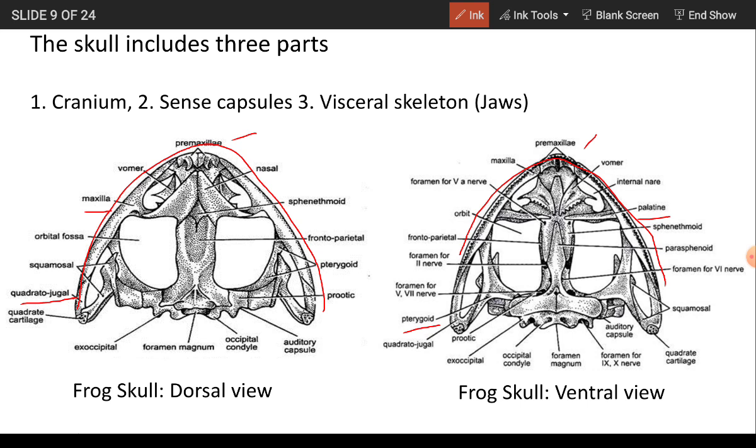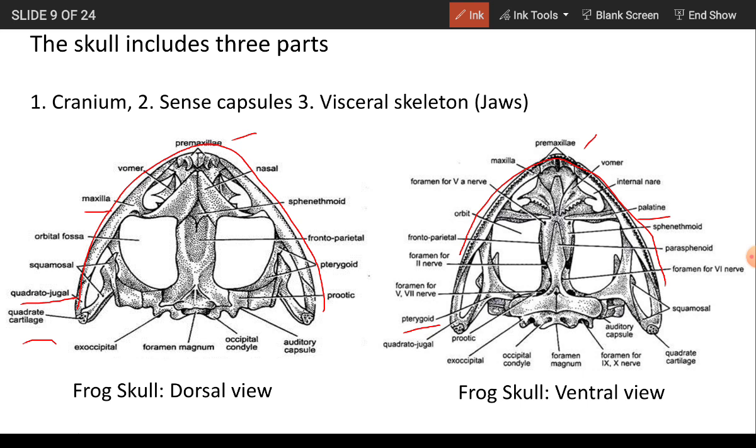It forms the posterior part of the upper jaw, and its posterior broad end unites with the quadrate cartilage. The quadratojugal is actually a small, comma-shaped bone, and it has a posterior broad portion. It articulates with the quadrate cartilage at the tip.